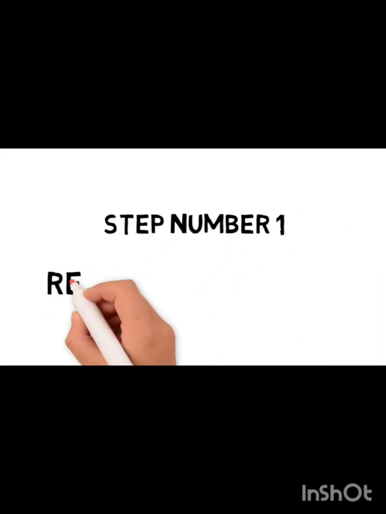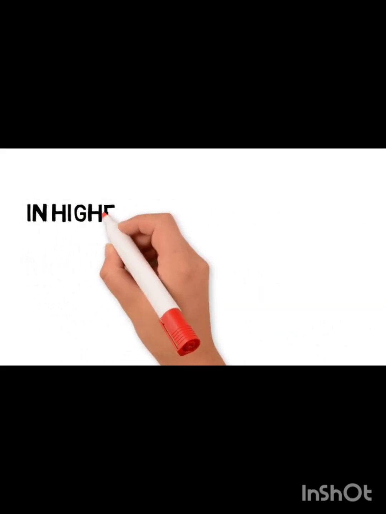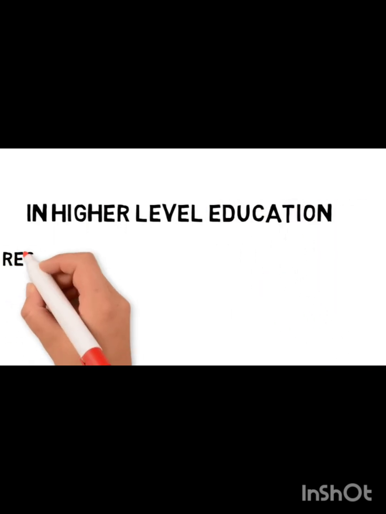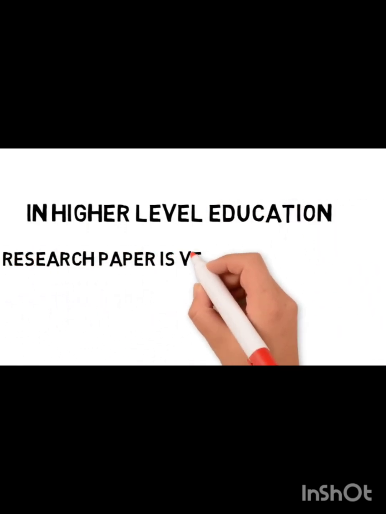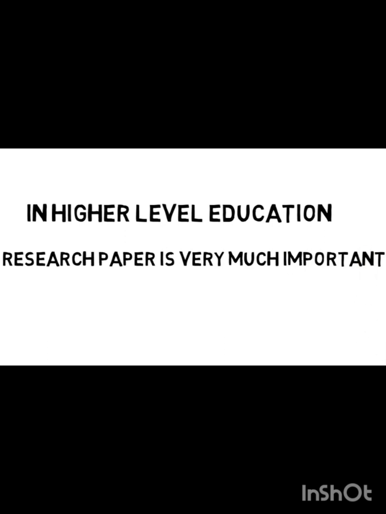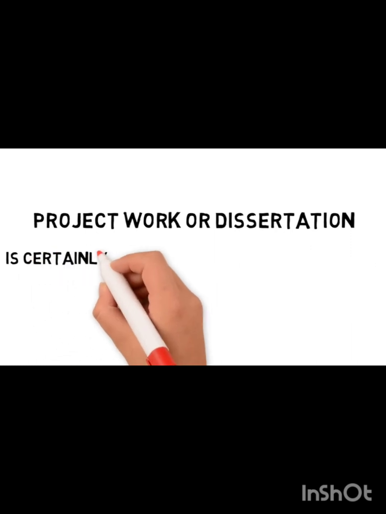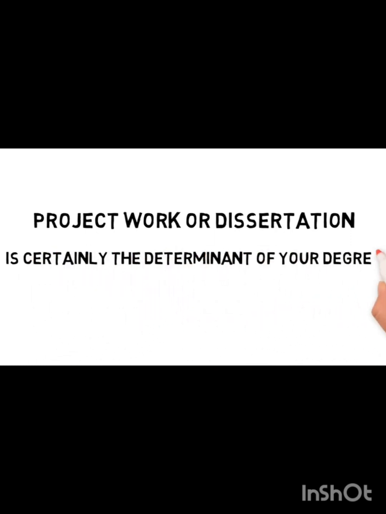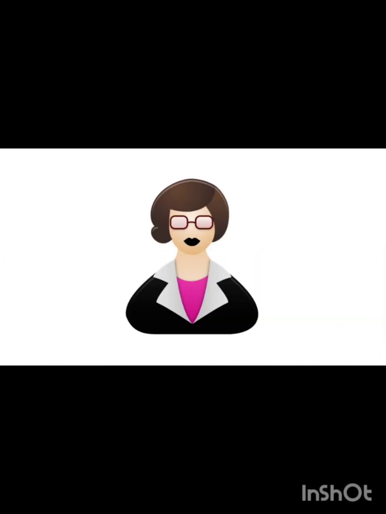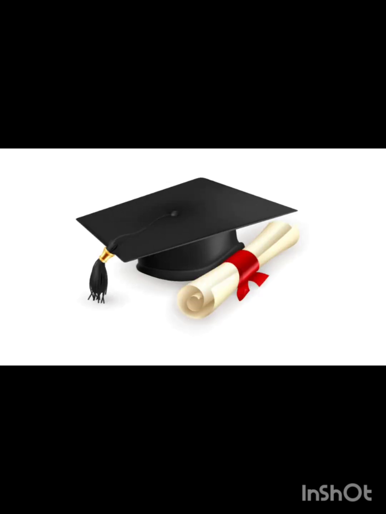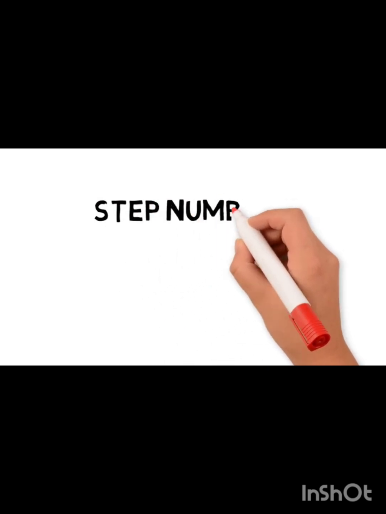Number 1. Research methods. As you go for higher level courses of education like post-graduation or a doctorate degree, the most important part will be a research paper that you have to work on, and as a further process, you need to undergo an oral test on the basis of your research work. The project work or dissertation part of your course is certainly the determinant of your degree. It will decide whether you can be awarded a postgraduate degree or a doctoral degree. So it is important.